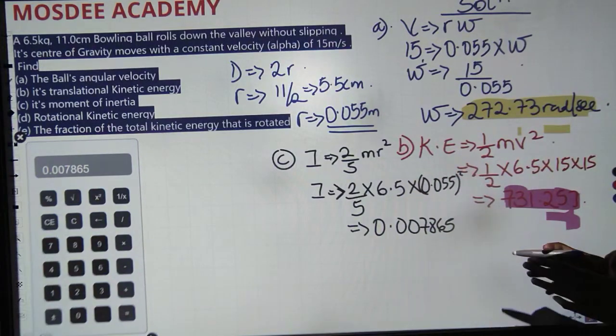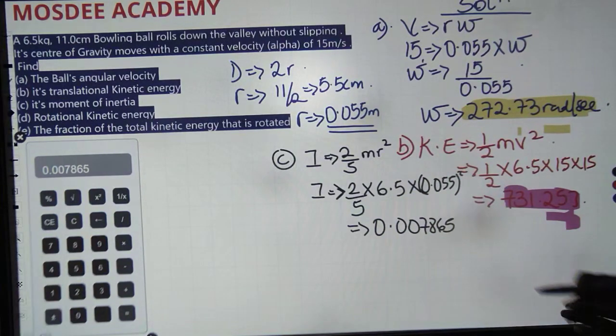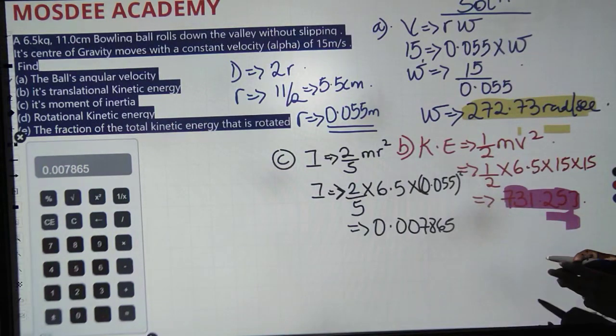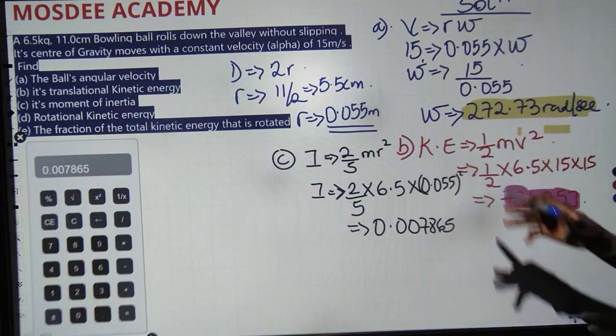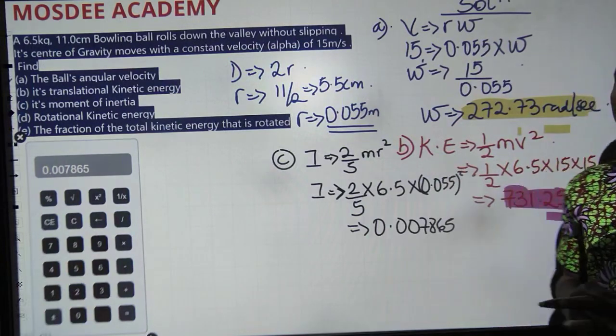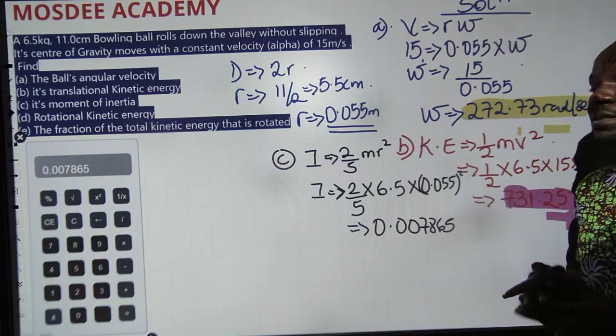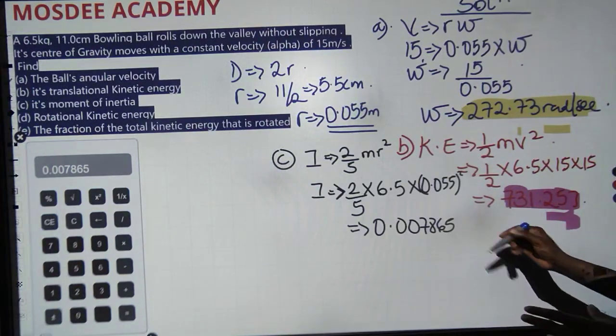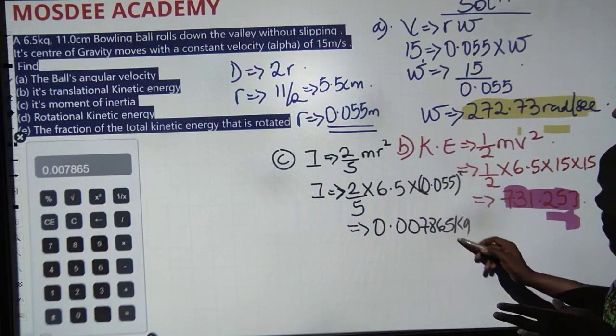Now you can convert if you want to, because it's important sometimes. You can just leave it in maybe 4 significant figures, 3 significant figures, or 3 decimal places, you follow. Then the mass is measured in kilograms and the radius is measured in meters. So meter squared multiplied by kilogram. Just note that. So you can write kilogram meter squared.